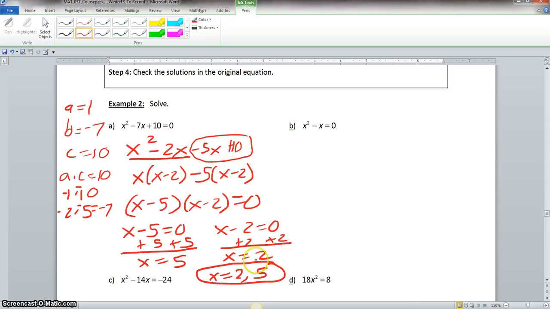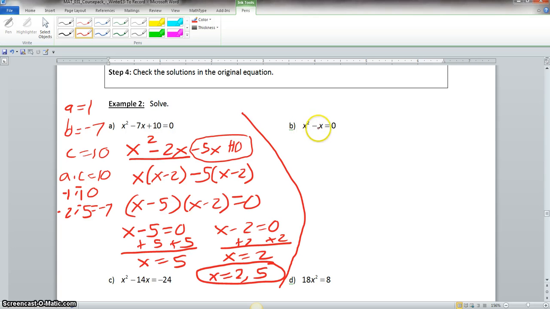Now, again, if we substitute in 2 or 5, that would give our equation to equal 0. Now, one thing that I did not say that I'm going to say right now is when you're dealing with these equations, they must equal 0. If they don't equal 0 before you do any factoring or anything else, you must make the equations equal 0.